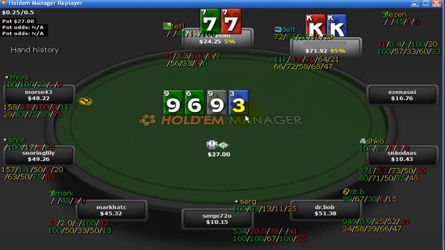Turn comes and it's nothing, right? And now I'm really worried about this. I'm not really worried, but I'm quite worried about this flush draw. This check-call stuff is indicative of draws very often. I wouldn't have thought that he was on sevens at this point. But anyways, that was the case, and he checks again.